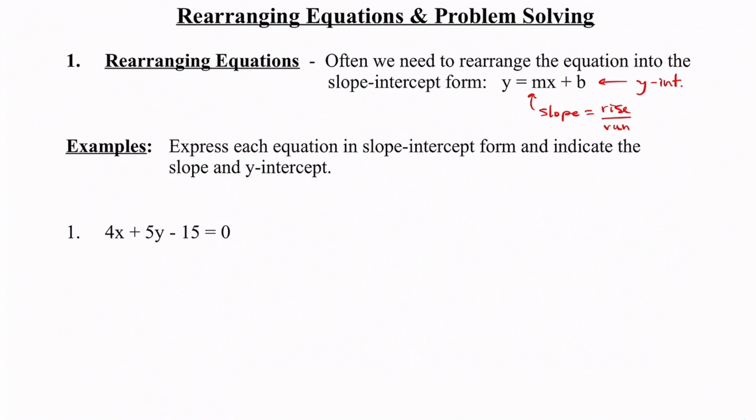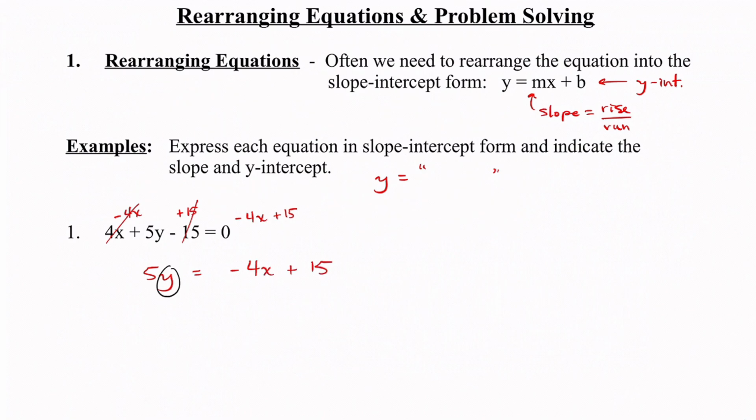So really what I've got to try to do is get it to be y equals, and then everything else over on the other side. In order to get that y by itself, I'm going to have to subtract 4x from both sides. I'm also going to have to get rid of this minus 15, so I'm going to have to add 15 on the other side here too. So these will cancel and these will cancel, and I'll just have 5y equals negative 4x plus 15.